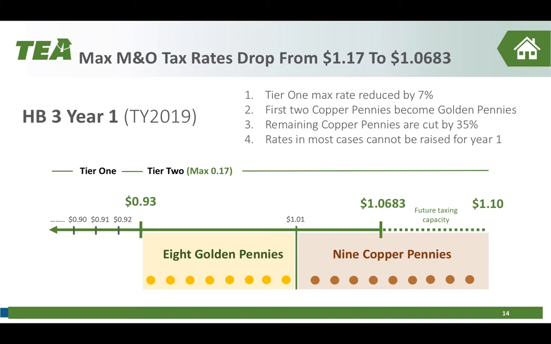Year 1, this is a review of the first presentation. The Tier 1 maximum tax rate is reduced by 7% for most districts, down to 93 cents. What used to be the first 2 copper pennies become golden. There's now 8 golden pennies. So for districts which will have a tax rate up to $1.01, they would get 8 golden pennies. Then the 9 copper pennies sit on top of that. 3 of those are not available for most districts in tax year 2019 because they cannot raise their tax rates in that year, and the copper pennies have been compressed.